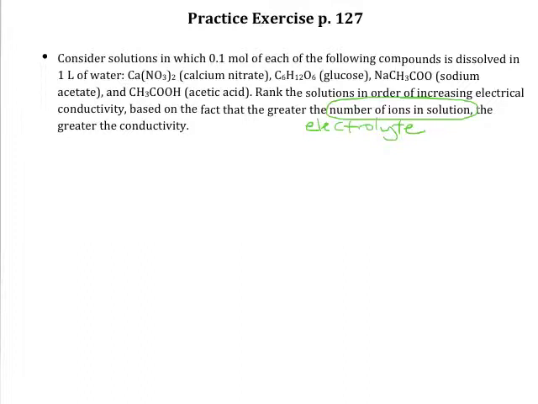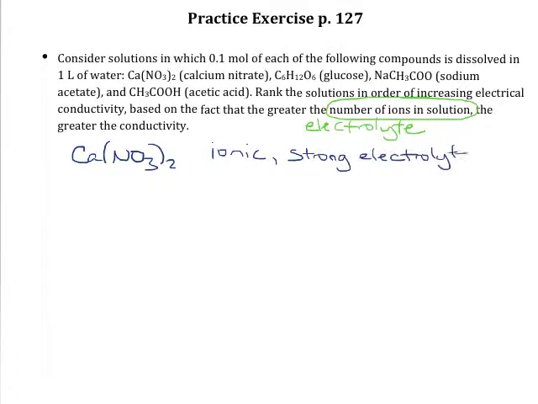So starting with the first compound, we've got calcium nitrate. You should recognize this as an ionic compound. Since it's ionic, that means it's going to be a strong electrolyte. And that means that when we put it into solution, it's going to completely break apart. The reason I know it's going to completely break apart is that it contains the nitrate anion, and based on my solubility rules, anything that contains nitrate must be soluble.